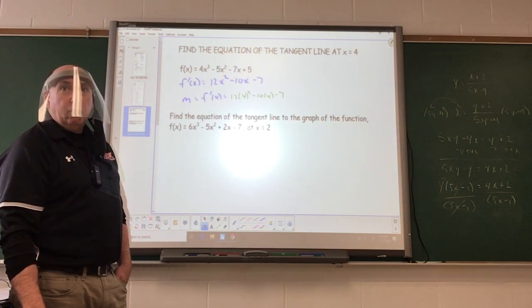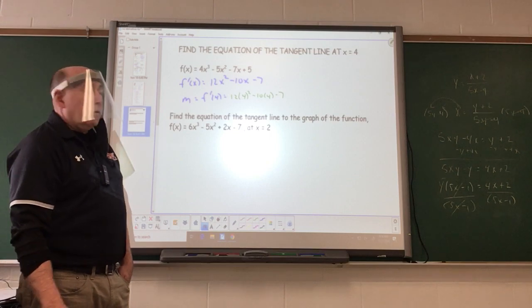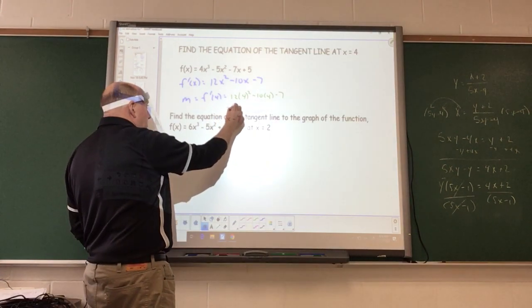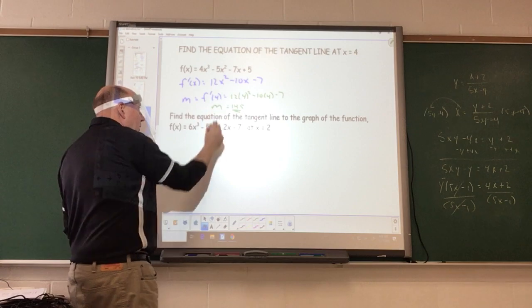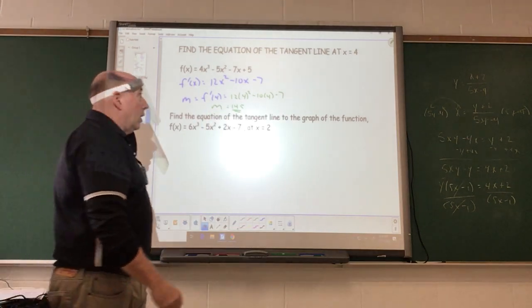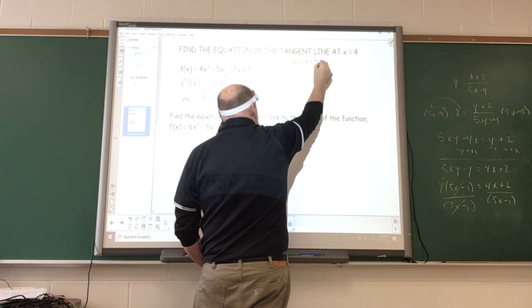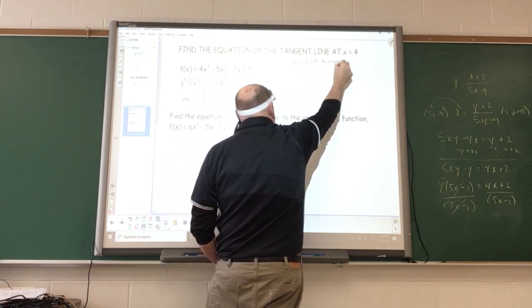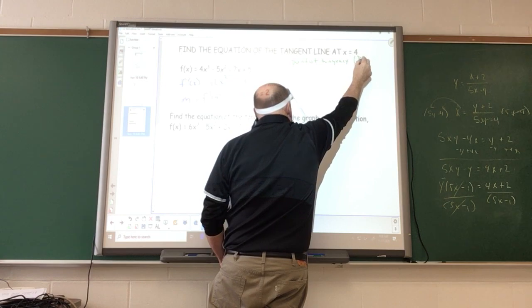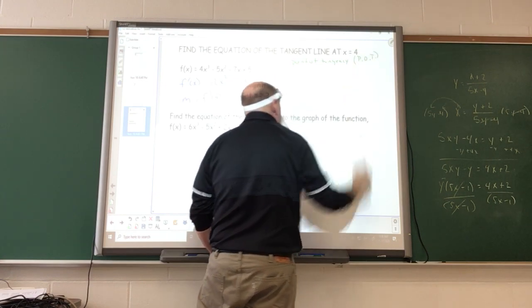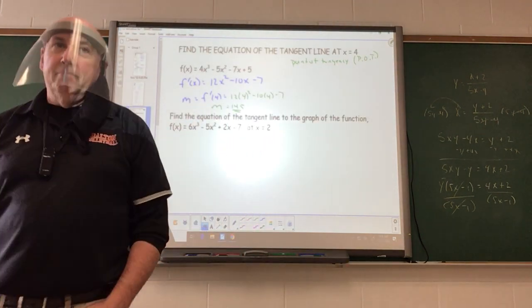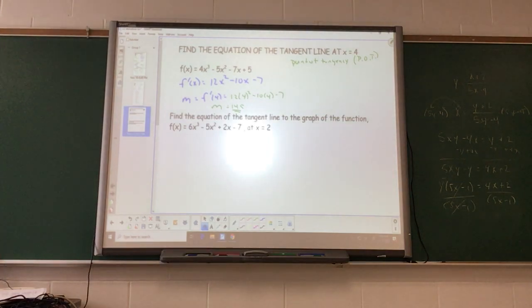What do we get? 145. 145. So the slope is 145. We also need to have a point of tangency, which I'll call POT. Point of tangency.